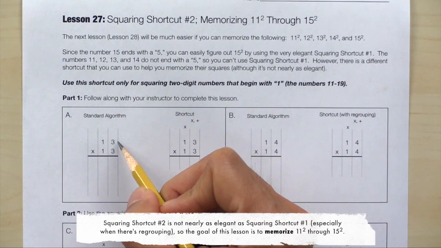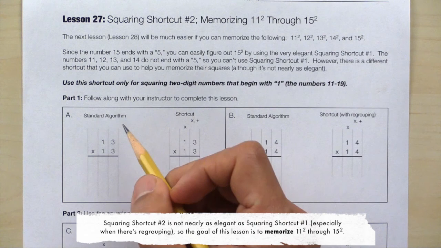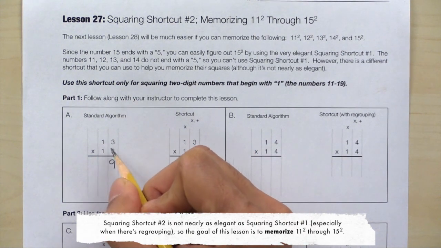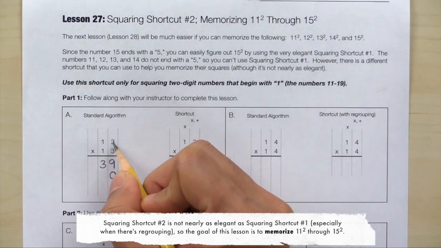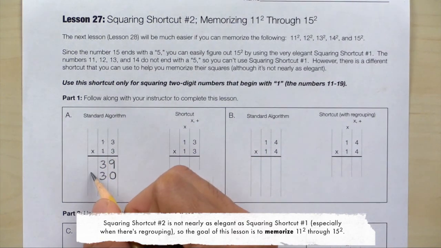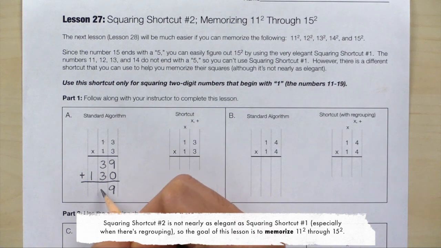Let's start with box A. Here we have 13 squared, and we're going to use a standard algorithm to calculate it. So 3 times 3 equals 9. 1 times 3 equals 3. Here's our placeholder. 3 times 1 equals 3. 1 times 1 equals 1. Let's find the sum. And our final answer is 169.